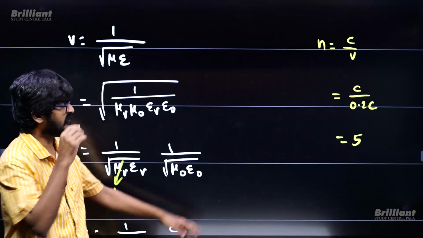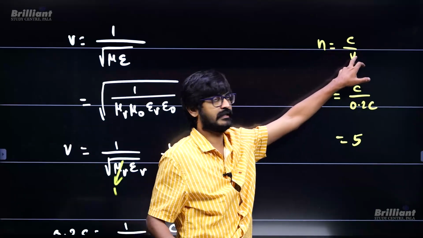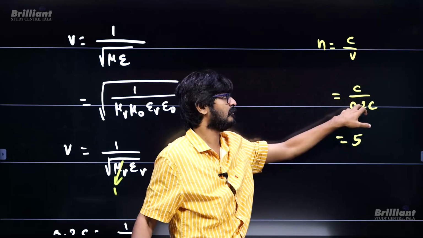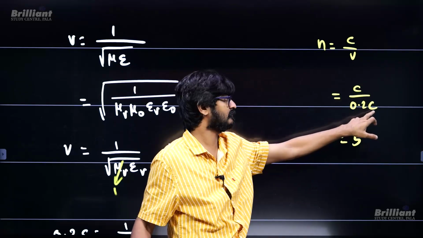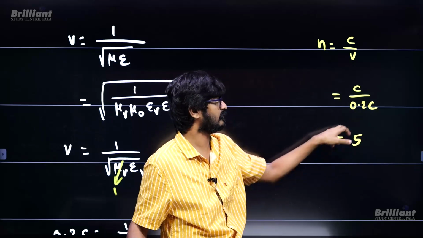So refractive index will be given by speed of light in vacuum by speed of light in the medium. They said speed of light in the medium is 0.2 times of speed of light in vacuum. 0.2 is 1 by 5, so this will turn out to be 5.